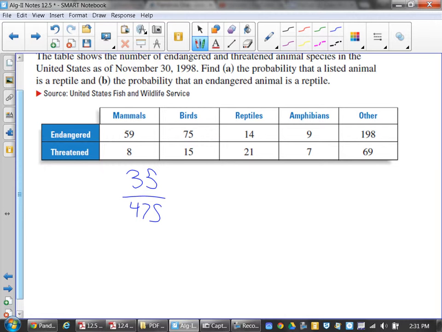Now, the next part here is a little bit different. When you read the next part, it asks what's the probability that an endangered animal is a reptile? What are you looking at now? 14. It'd be 14 out of, whatever. It's not going to be 475, because 475 is the total of everything.